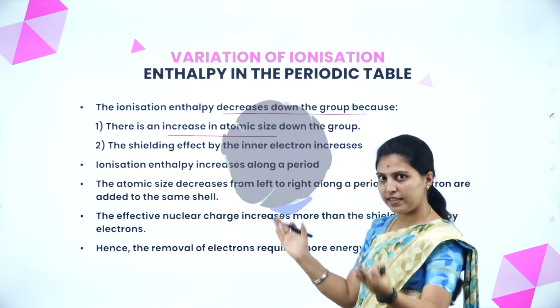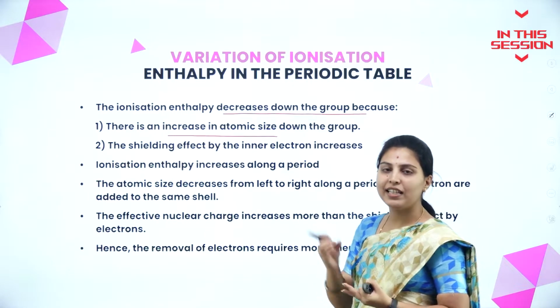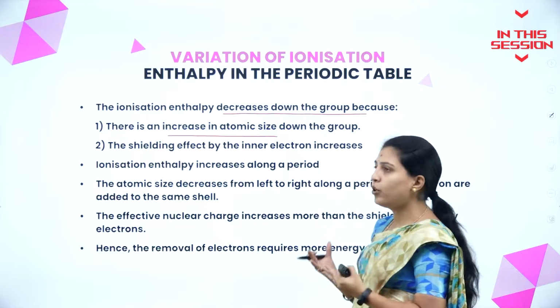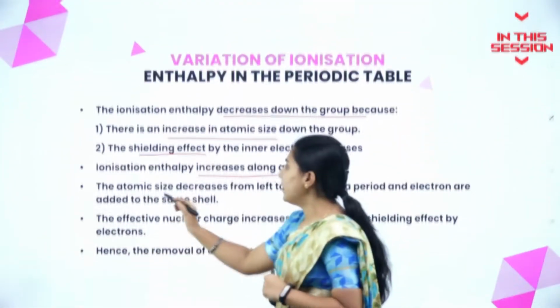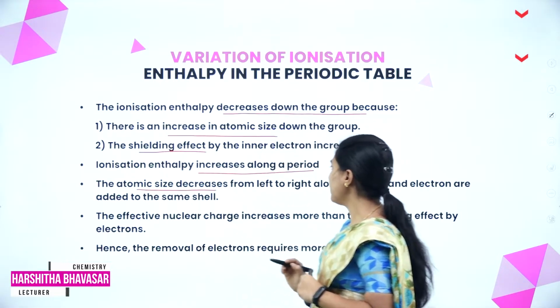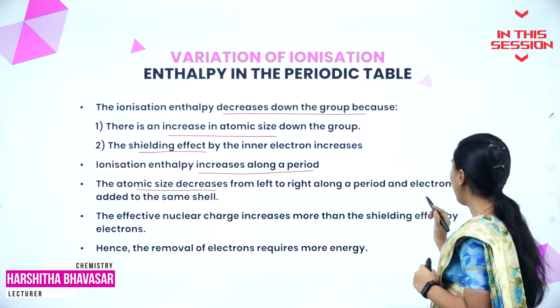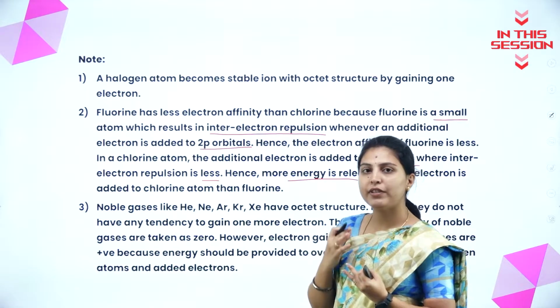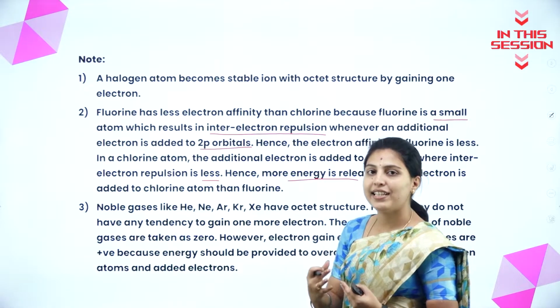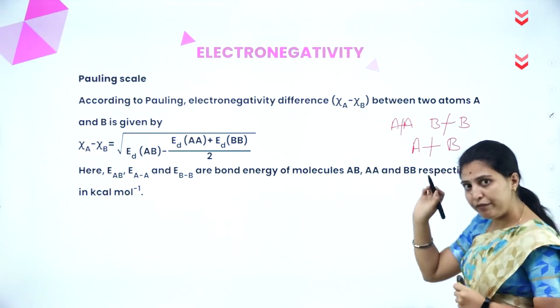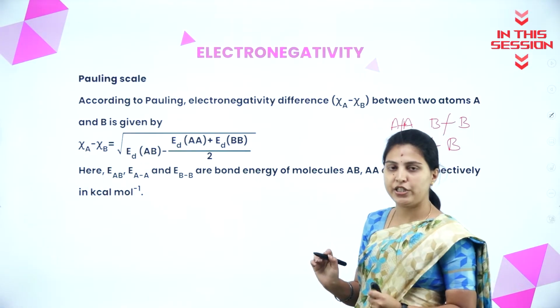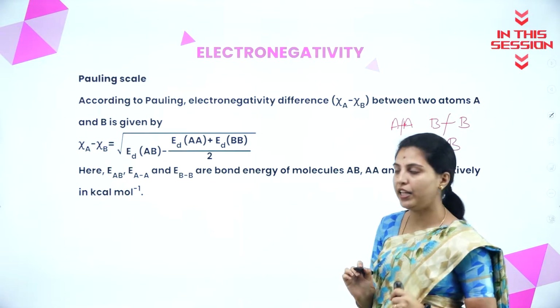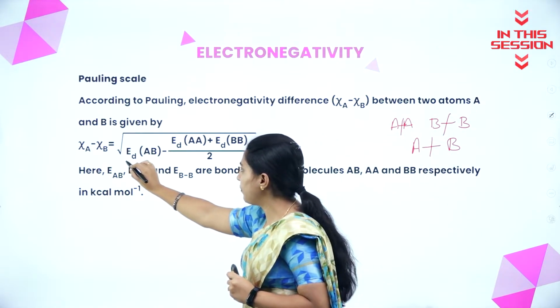When atomic size is more, we can easily remove the electron. There is no need of more ionization enthalpy. The atomic size decreases from left to right along a period and electrons are added to the same shell. Whenever the electron repulsion is less, the energy released will be more. For everything breaking, you need some energy, that is dissociation energy, which will be represented by ED.